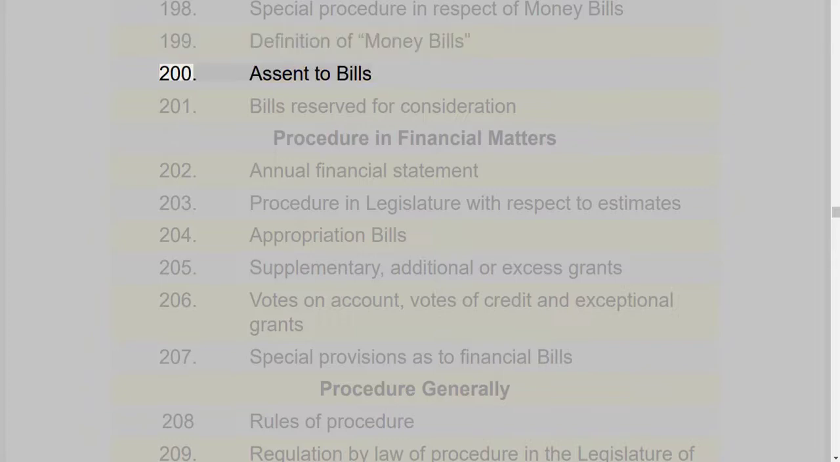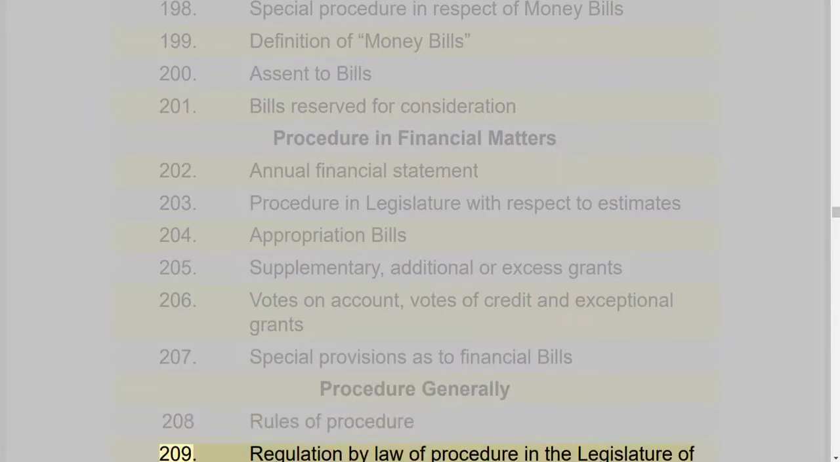Definition of money bills 200. Assent to bills 201. Bills reserved for consideration. Procedure in financial matters 202. Annual financial statement 203. Procedure in legislature with respect to estimates 204. Appropriation bills 205. Supplementary, additional or excess grants 206. Votes on account, votes of credit and exceptional grants 207. Special provisions as to financial bills. Procedure generally 208.